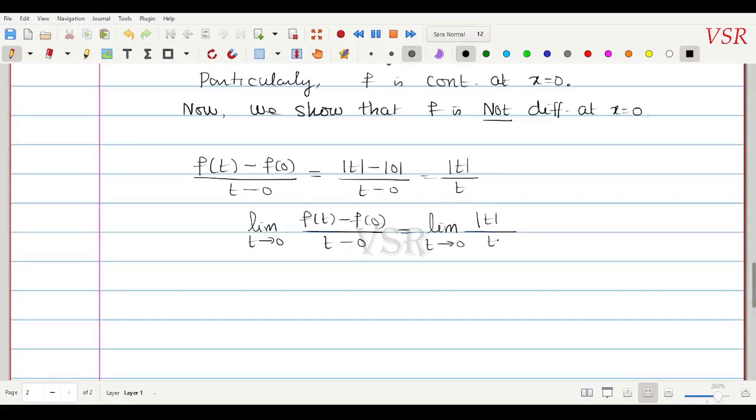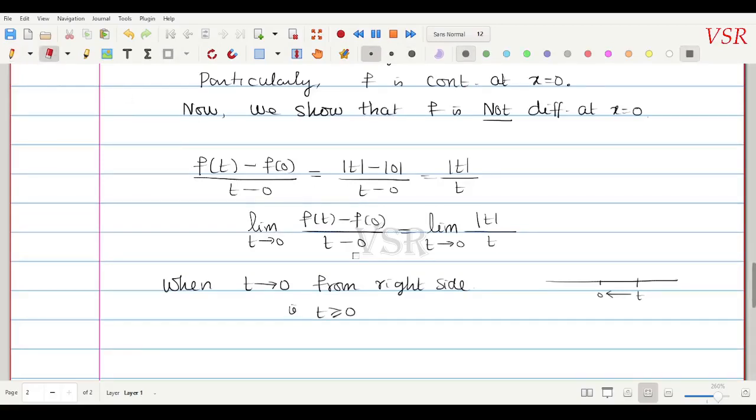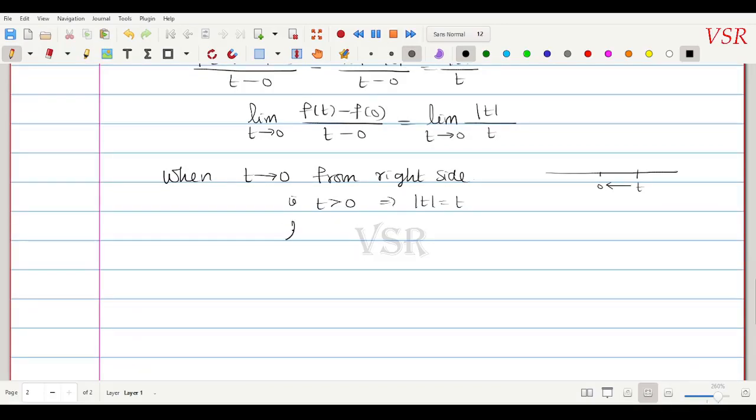First, when t tends to 0 from the right side. On the real line, this is 0 and I take t from here. So t is greater than 0, strictly greater since equality does not occur. Then mod t equals t. So the limit as t tends to 0 of mod t divided by t is t divided by t, which equals 1. So the limit is 1.